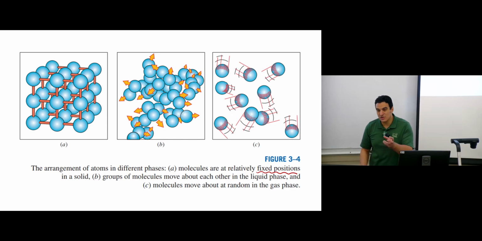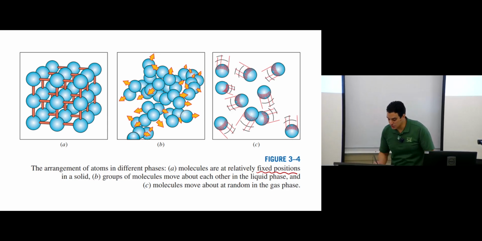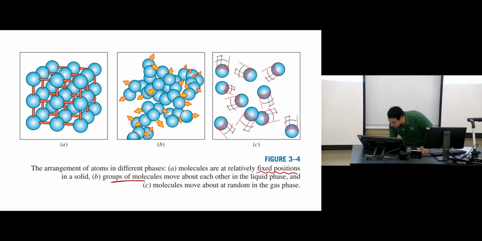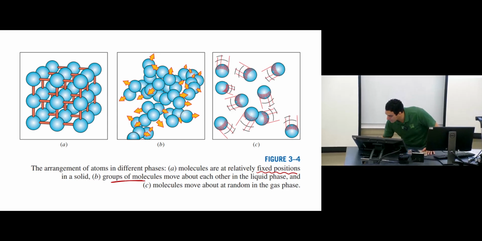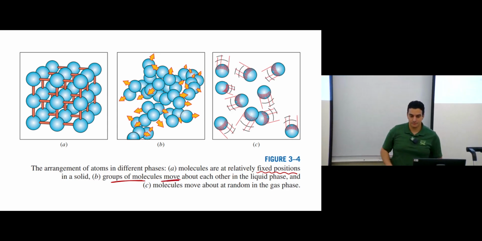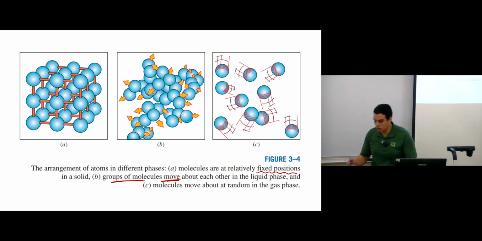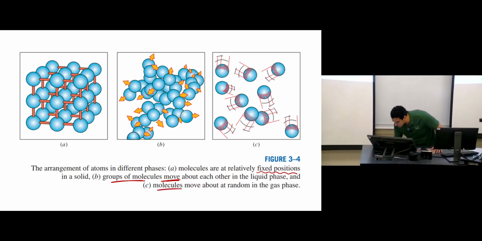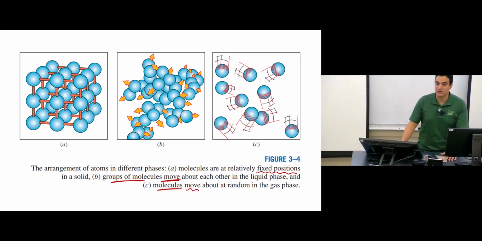While in liquid, the forces are weaker than in solids. So this is why we can see groups of molecules in the liquid phase. They can move, but they move as a group. In the gas phase, the interaction forces are very weak. So this is why you can see single molecules are free to move within the gas phase.